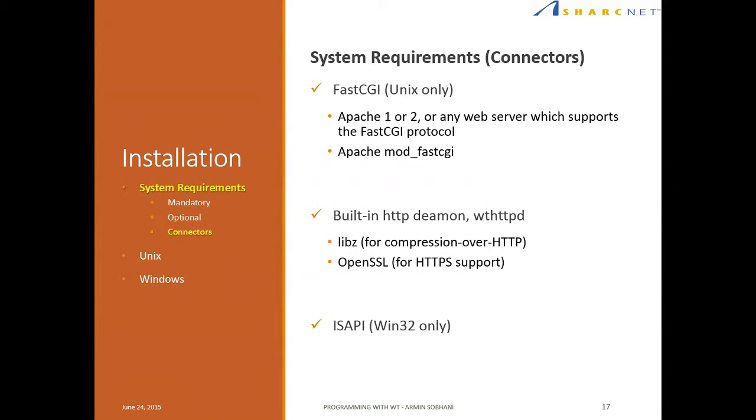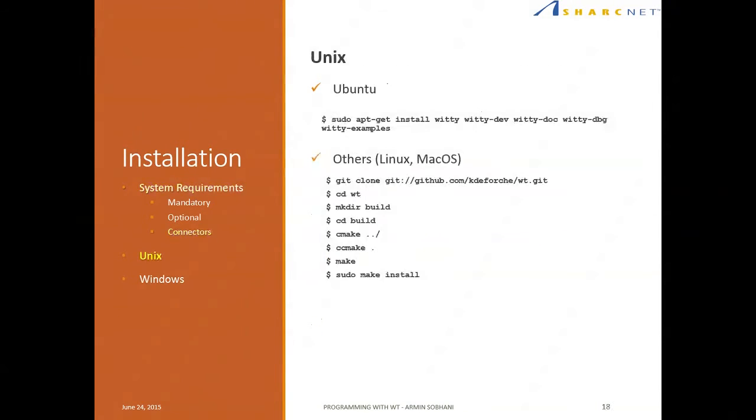But the last requirement depends on the connector that you want to use. If you want to use FastCGI, which is also only available on Unix platforms, you should have Apache 1 or 2, and the mod_fastcgi module in Apache must be already functional there. For the built-in HTTP daemon, Wt HTTPD, you may also need libz for compression over HTTP, and also OpenSSL for HTTPS support. And you should also have ISAPI if you want to compile the Windows version.